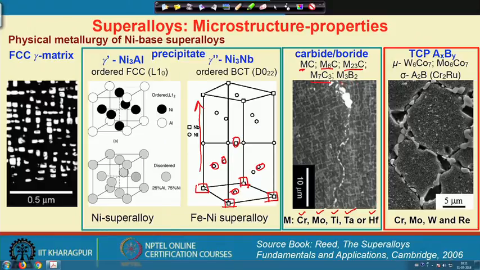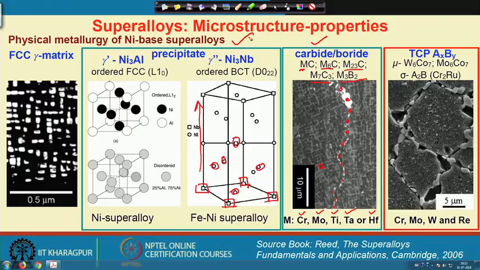Now, there are also some borides which have a stoichiometry of M3B2, and they usually appear at the grain boundary region of nickel based superalloys. Here you can see the precipitates of gamma prime, or gamma double prime phase, and so on, and these are the precipitates at the grain boundary region. These two types of phases are very important in enhancing the high temperature properties of the nickel based superalloys.